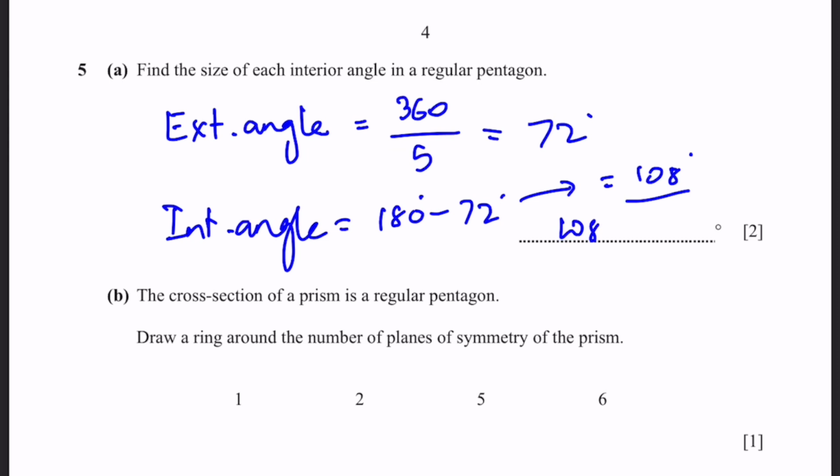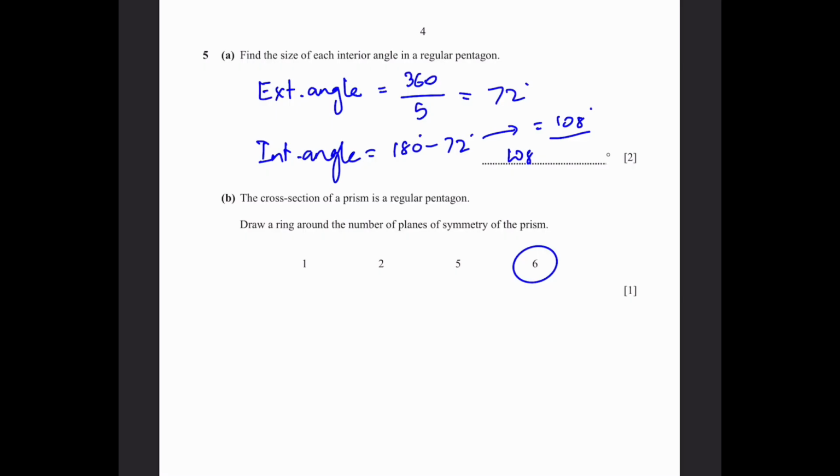B. The cross-section of a prism is a regular pentagon. Draw the number of planes of symmetry of the prism. In a prism, if there's a regular polygon, that means the number of planes of symmetry is always equal to the number of sides of that polygon plus 1. In this case, it's 5 plus 1, which is 6. That's the answer. Question 6.